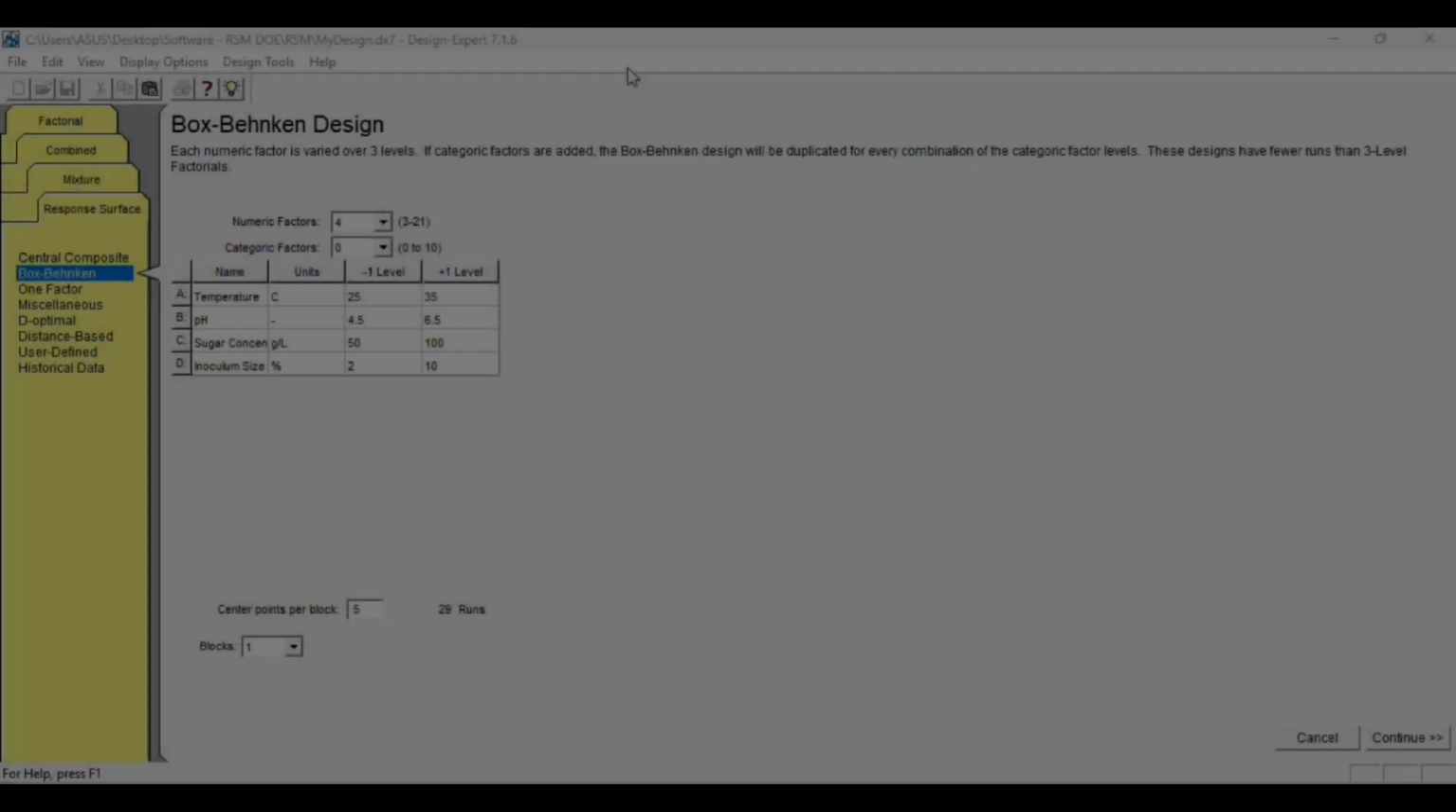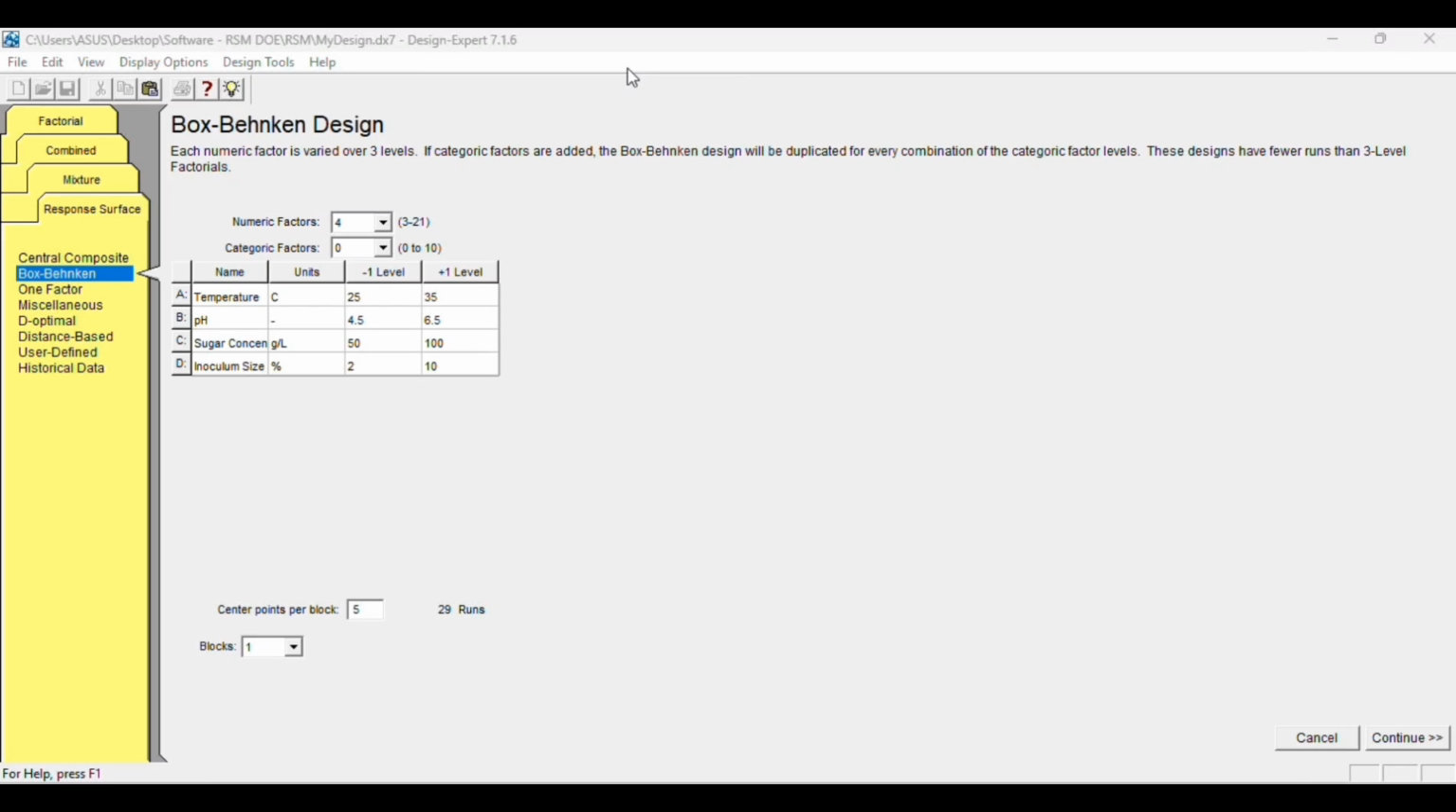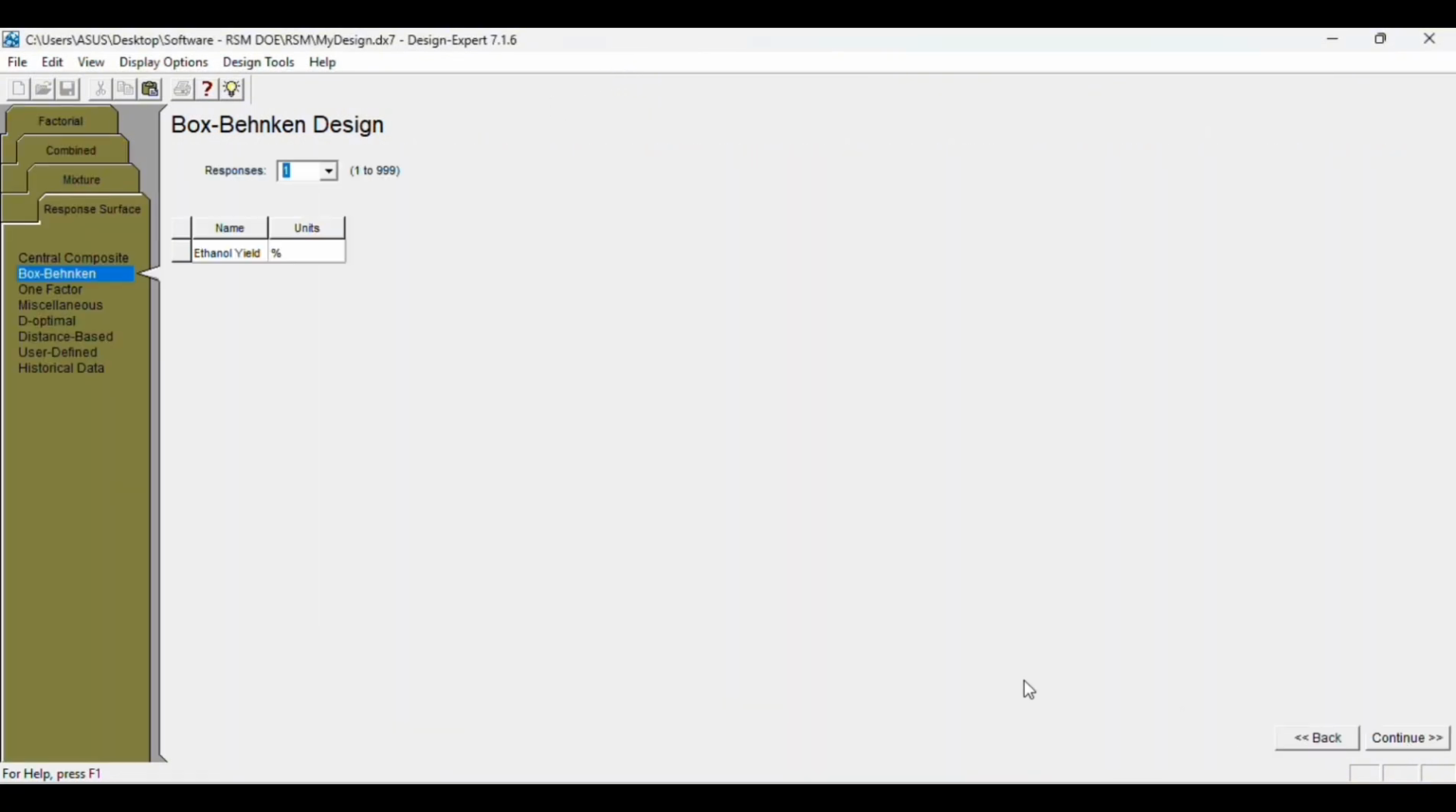Alright, for Box-Behnken surface, first we click the surface and then Box-Behnken. Since our numeric factors are 4, which are temperature, pH, sugar concentration and inoculum size, we put the value for name, unit, the lowest and the highest. And then we have response, which is 1, for the ethanol yield, which unit is percentage.